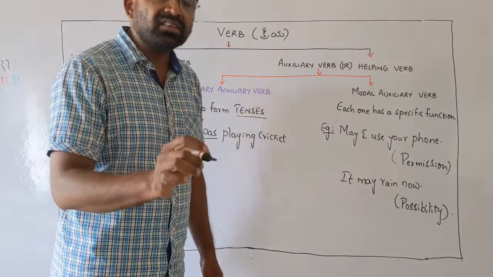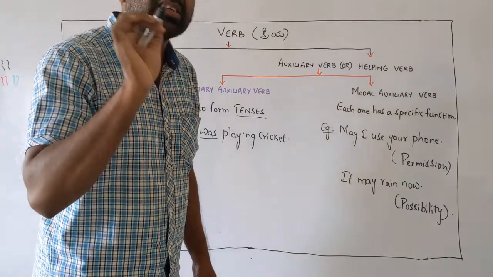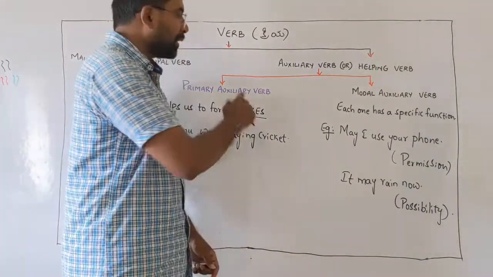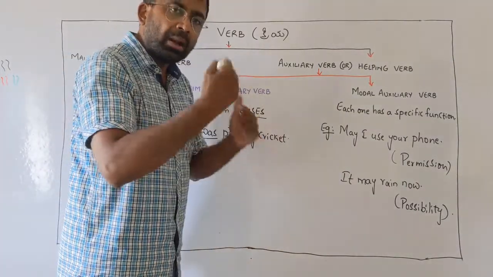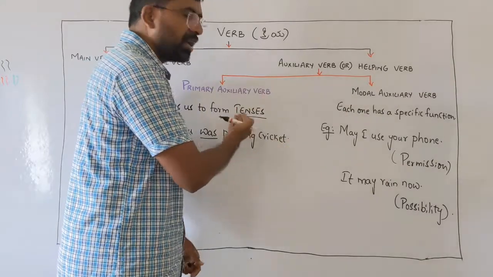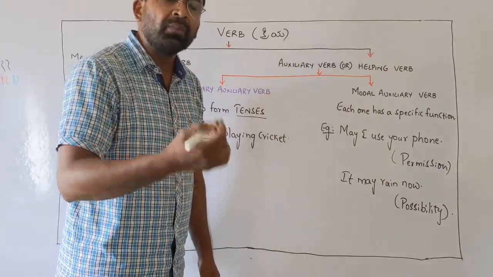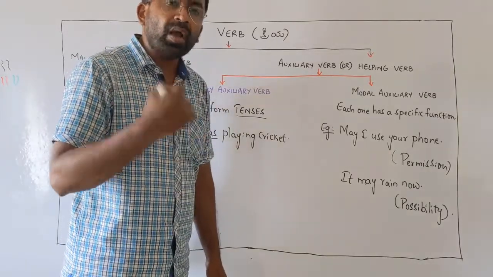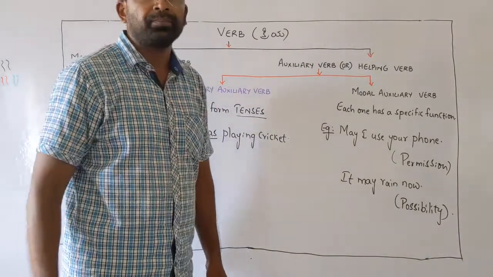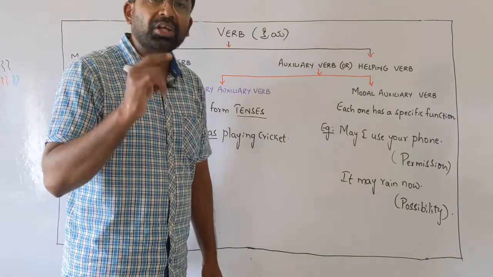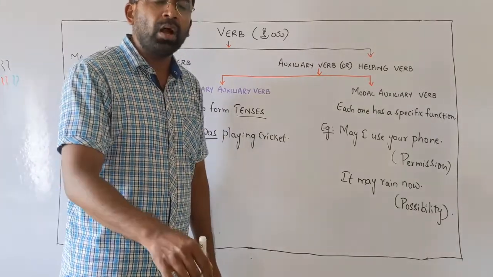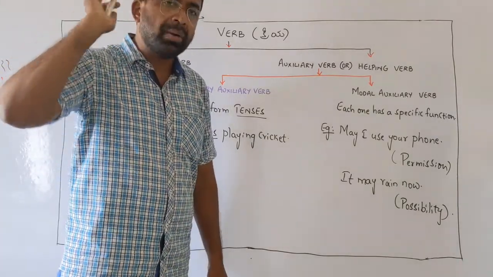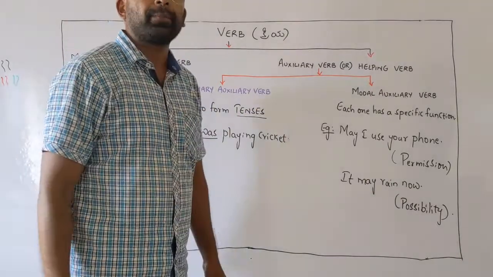Indirectly, they tell us when the action has happened. I repeat, the primary auxiliary verbs help us to form the tenses. Indirectly, they tell us when the action happened. Is it happening now, or has it already happened, or is it going to happen?